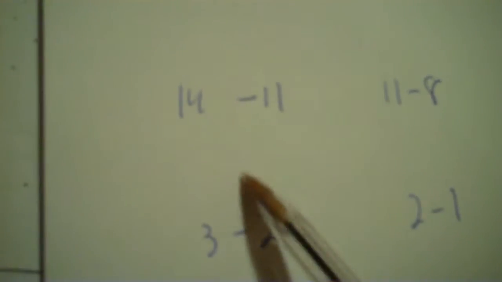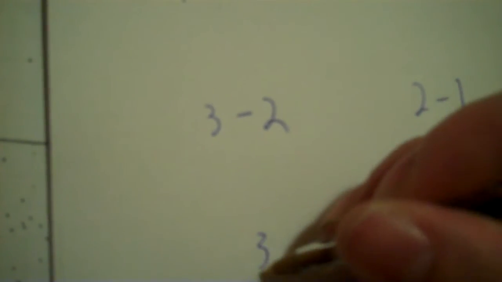So you're going to take 14 minus 11, then 11 minus 8, and then 8 minus 5. Now under that, you're going to go 3 minus 2, then 2 minus 1, and then 1 minus 0. I'm not doing a very good job here, but that's where you set up the minus, minus, minus.